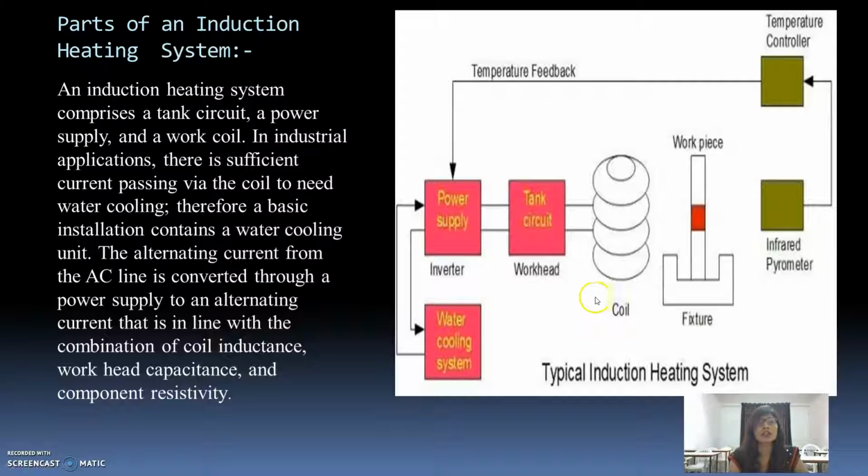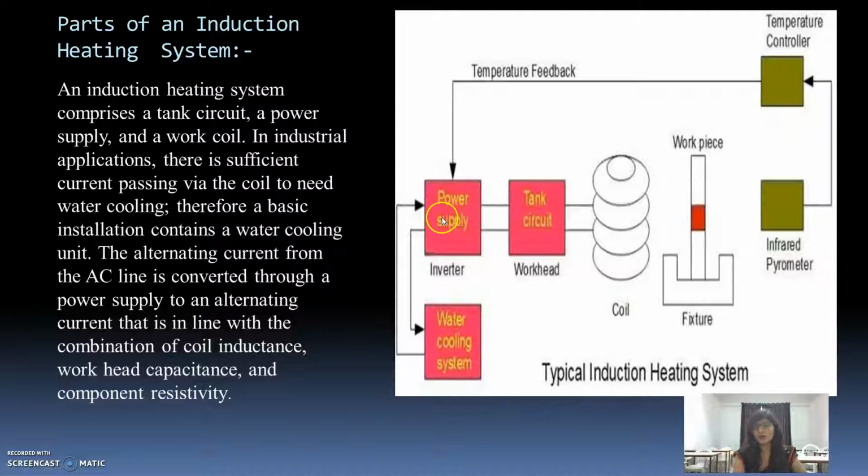Now, parts of an induction heating system. An induction heating system comprises a tank circuit, a power supply and a work coil. In industrial applications, there is sufficient current passing via the coil to need water cooling. Therefore, a basic installation contains a water cooling unit. The alternating current from the AC line is converted through the power supply to the alternating current that is in the line with the combination of coil inductance, work head capacitance and the component resistivity.